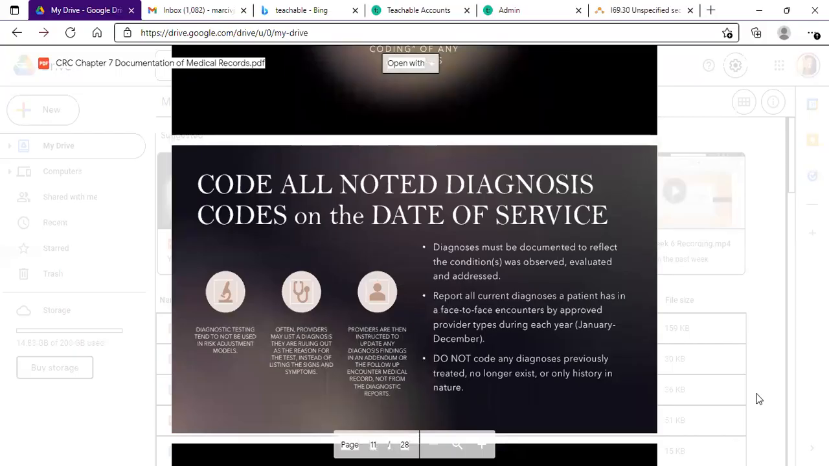Marciana, would overcoding also include, let's say, coding for... please stop me if I'm looking at this the wrong way.